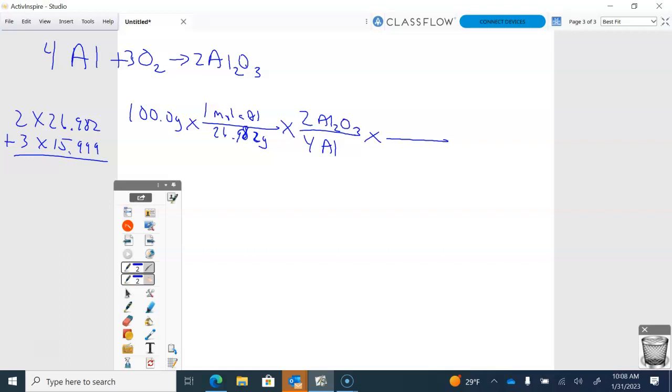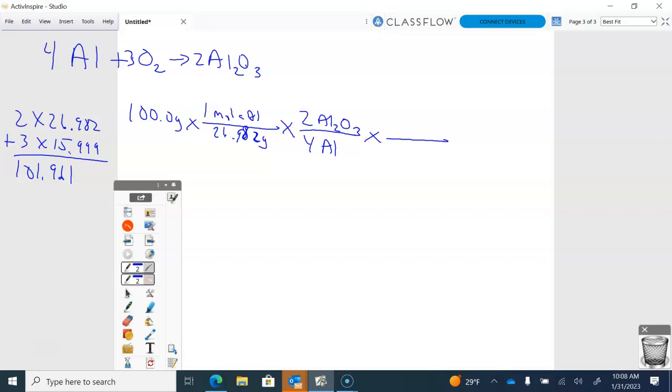Two times 26.982 plus 3 times 15.999. Love it. I'm getting 101.961. Technically, this is adding, so therefore I get to keep all those digits. Not that it's going to matter. That's going to limit me a long time before this does. So we keep all the digits anyways.